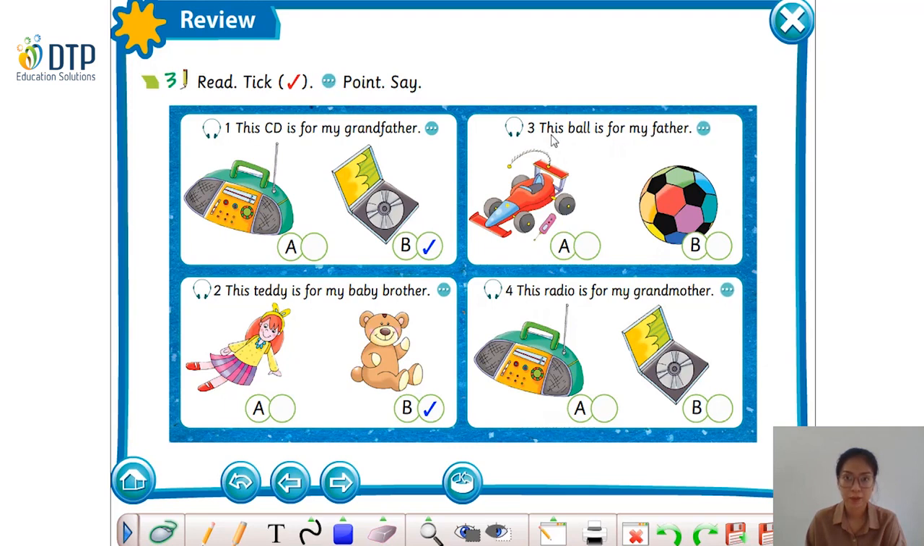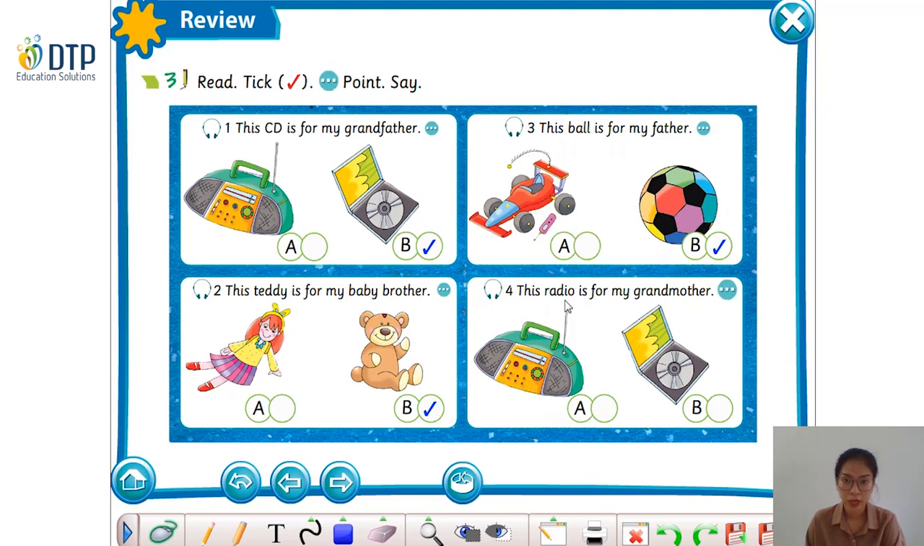Let's read. This ball is for my father. Let's listen. This ball is for my father. So A or B? Picture B. Good job. And question number four.